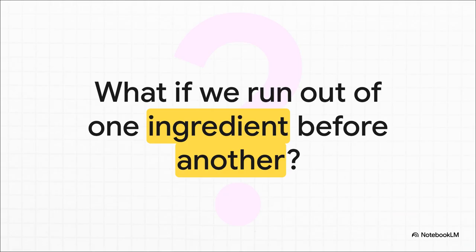All right, so now our recipe is perfectly balanced on paper. But what happens in the real world? What if you're in the lab and you run out of one ingredient before the other? I mean, you're not always going to have the exact perfect amounts, right?